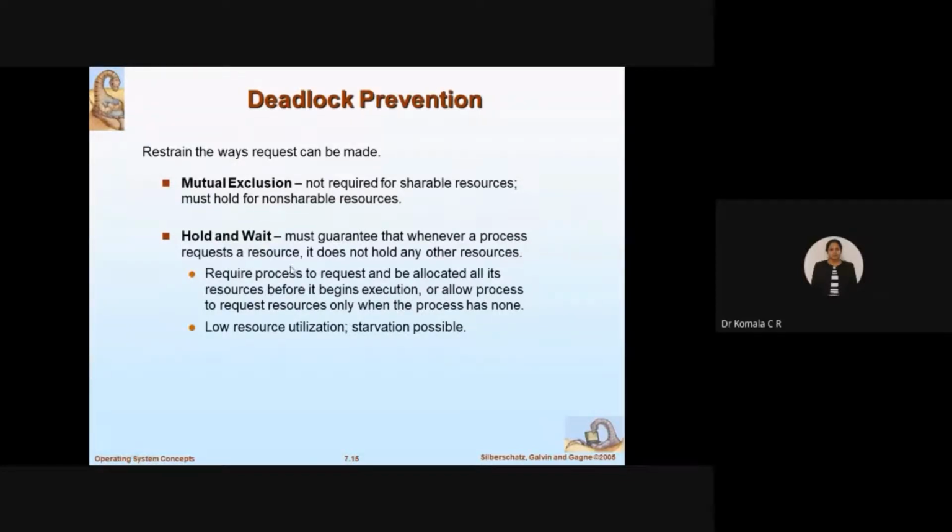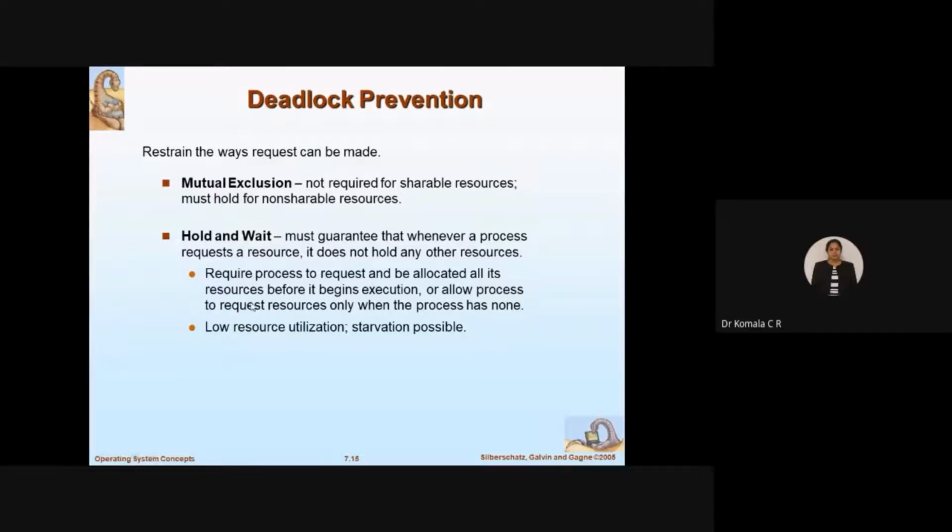Fine. So these are the two steps carried out here. Require the process to request and be allocated all its resources before it begins execution. For example, if it has R1 but is waiting for R2, what is the use? Instead of facing this circumstance, release R1, wait for the other process to complete its job, then get both R1 and R2, and then you can go back to your job.